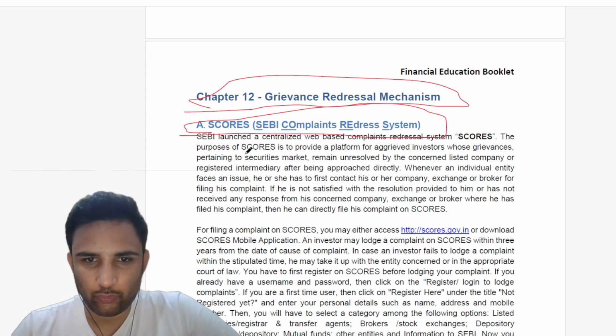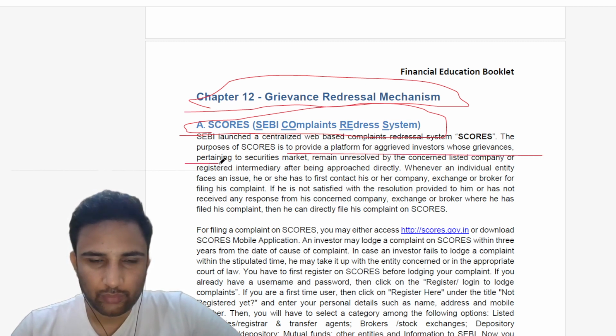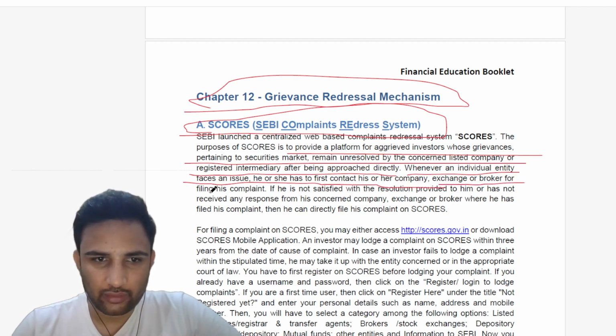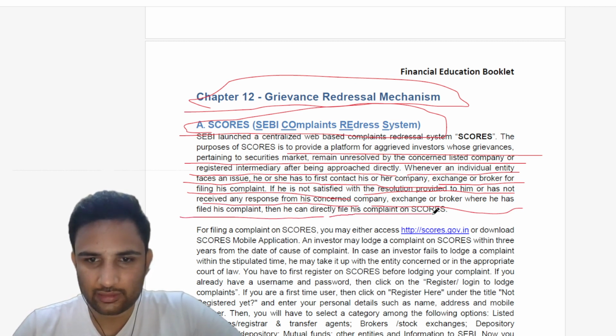The purpose of SCORES is to provide a platform for aggrieved investors whose grievances pertaining to the securities market remain unresolved by the concerned listed company or registered intermediary after being approached directly. Whenever an individual faces an issue, he or she has to first contact his or her exchange or broker for filing the complaint. If he is not satisfied with the resolution provided, or has not received any response from the concerned company, exchange or broker where he has filed his complaint, then he can directly file his complaint on SCORES.